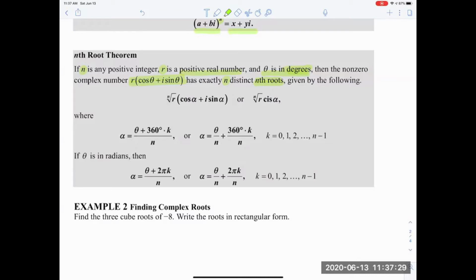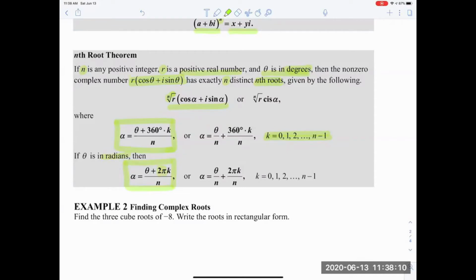And the way this has been proven is that it's going to be the root of order n of r. And then you're going to have a new argument, cosine alpha plus i sine of alpha, where alpha, and this is probably the most important part, can be written as some sort of a multiple of the previous argument, going around the circle. So you have theta plus 360k over n, where k is a number less than n by at least 1 unit. And then if you have it in radians, instead of 360, you can write 2 pi. Right? So 360 is equal to 2 pi, the same thing.